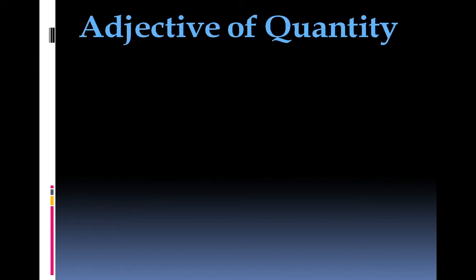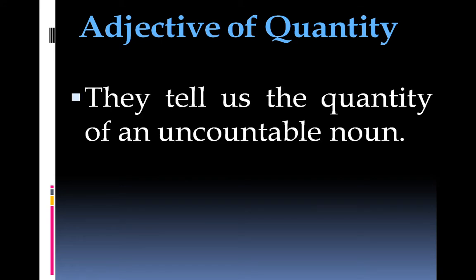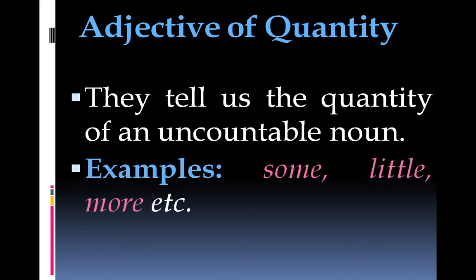The next type is adjectives of quantity. The name indicates that they must be telling us quantities. They tell us the quantity of an uncountable noun, because it's the uncountable nouns which are measured. The countable nouns are counted. A few examples are some, little, more.